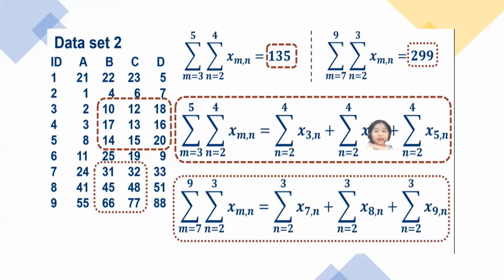So this is the expanded form. And for the other one, summation of xmn as m goes from 7 to 9 and n goes from 2 to 3, it's 299. So these are actually the areas included, or the values, to be more specific, included in the summation notation. And this is the expanded form.